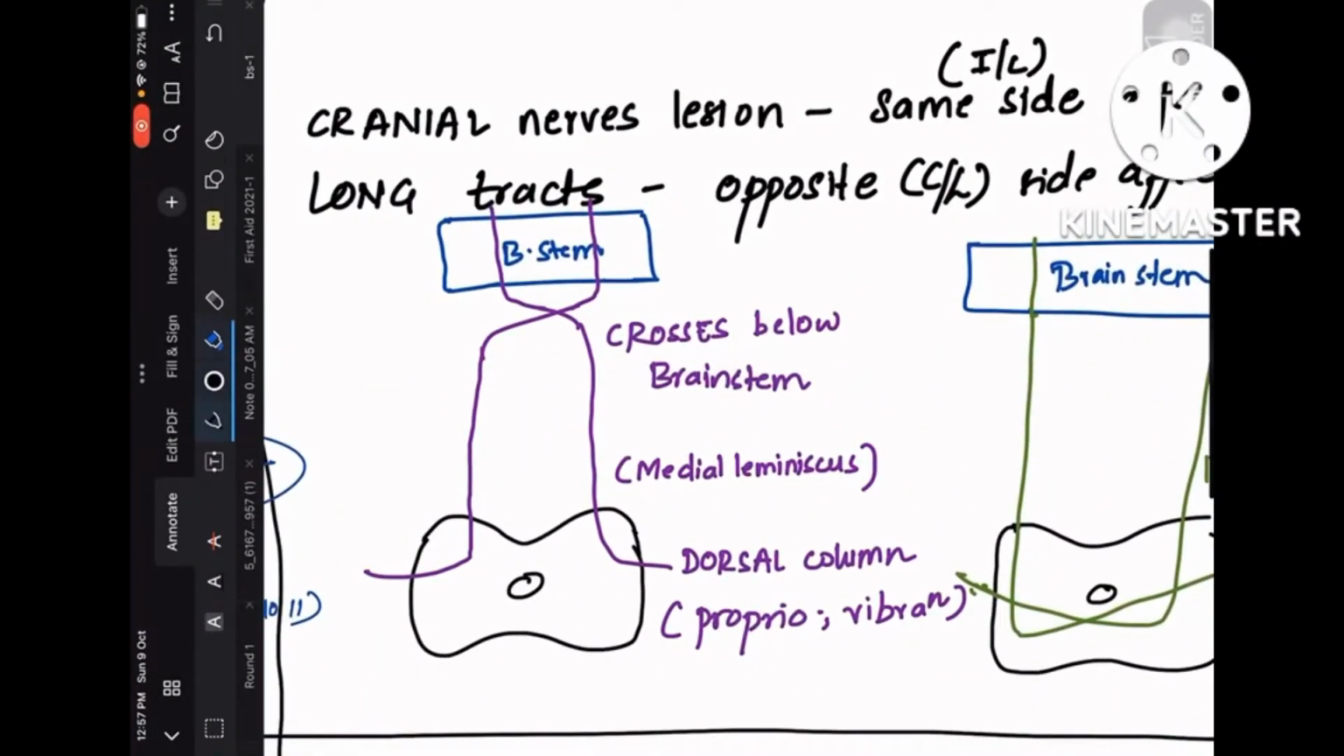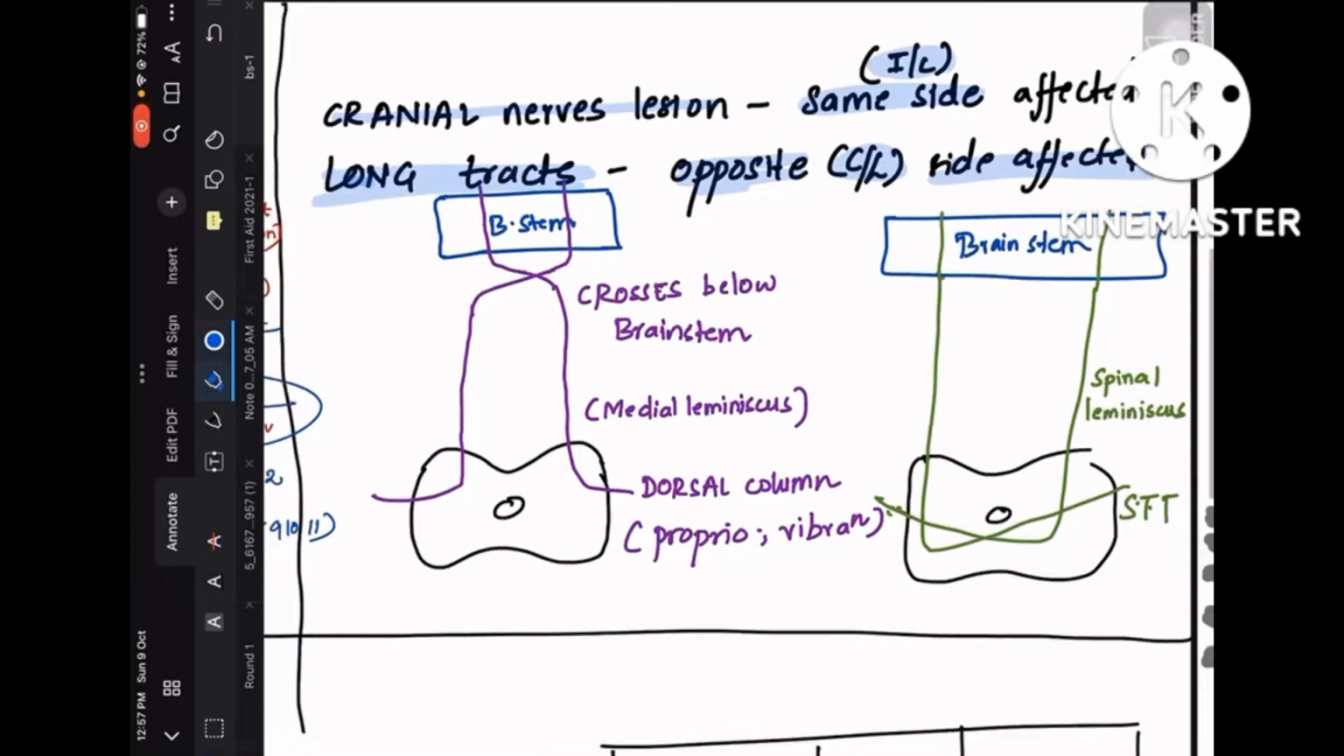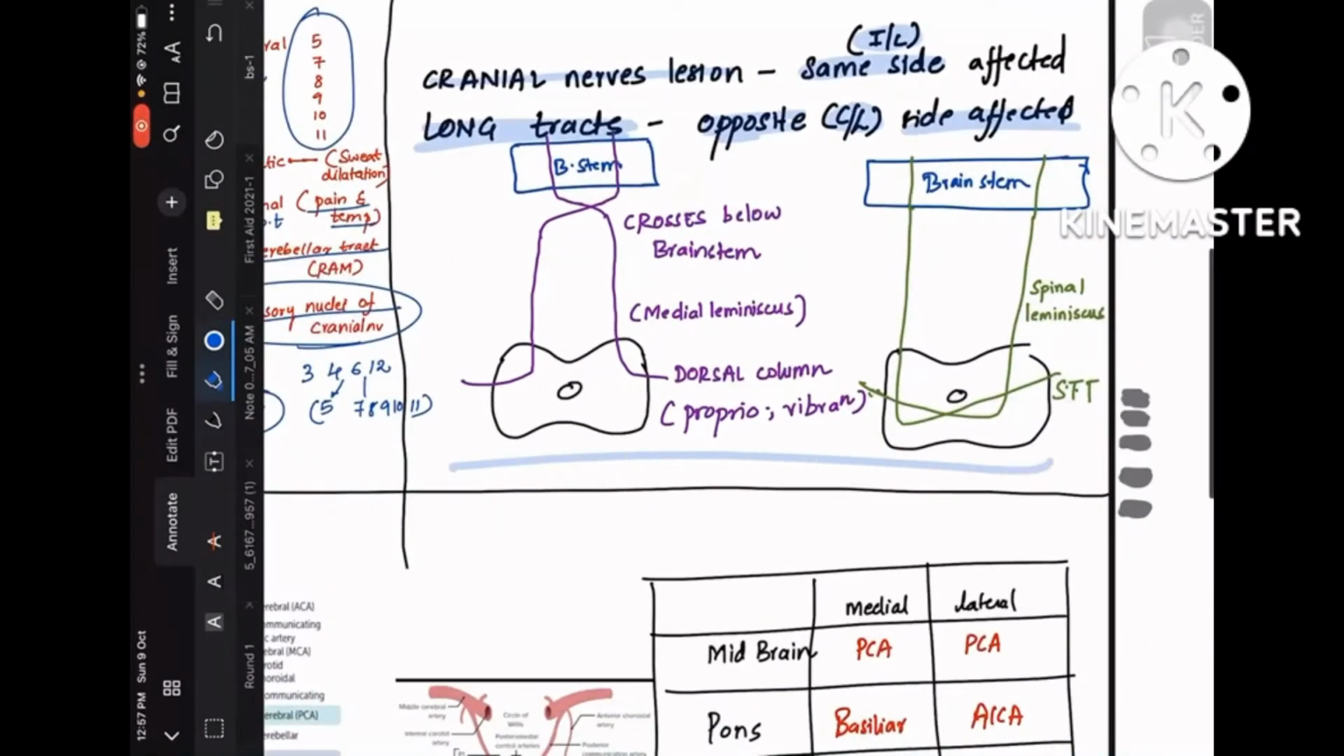You can read it over here. Cranial nerve lesions affect the same side, that is ipsilaterally, whereas for the long tracts, the opposite side, that is the contralateral side, is affected. The same thing I have demonstrated in a neat diagrammatic format here. So you can read that when you have this PDF.